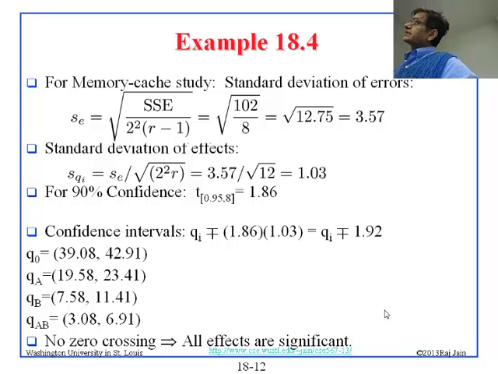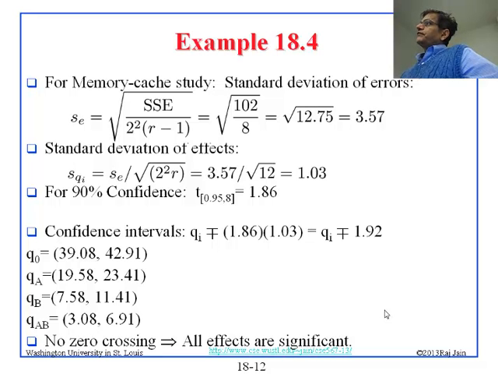So for the memory cache study, SSE would come out 102, which was the sum of squared errors, divided by 2 raised to 2 times r minus 1. R is 3, so that is 8 degrees of freedom. So MSE is 12.75. Square root of that is 3.57, which is the standard deviation of errors. For the effects, it is further divided by square root of 12, so we get 1.03.